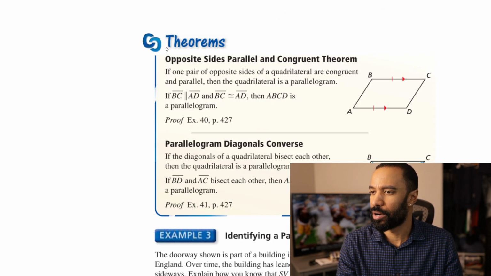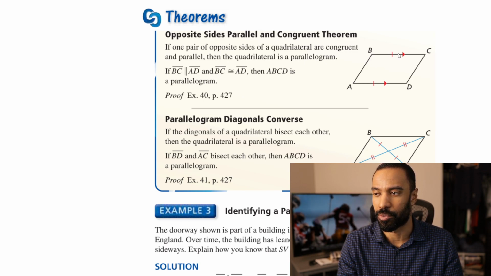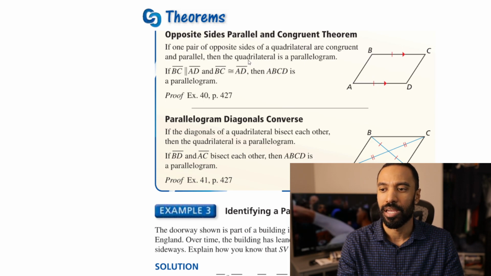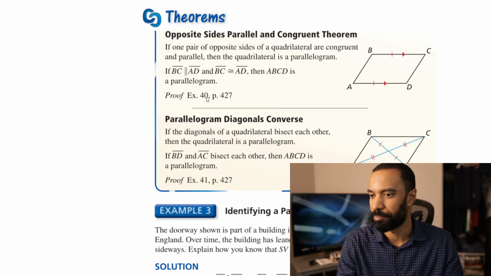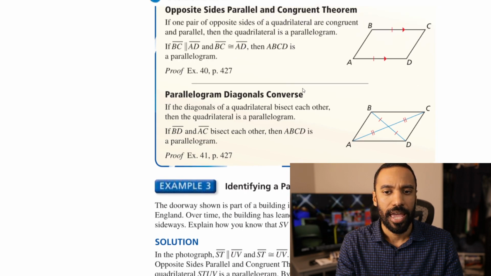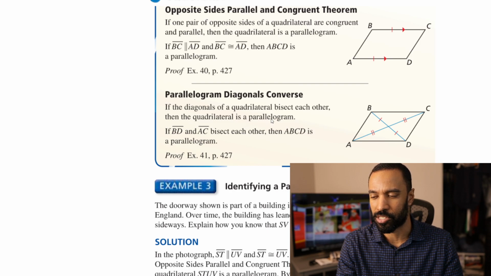Okay, let's keep moving forward and let's look at two more theorems. The opposite sides parallel and congruent theorem: if a pair of opposite sides is parallel to each other and congruent to each other, then ABCD is a parallelogram. There's a proof showing up maybe at the bottom of this page. I'm not sure yet. And the parallelogram diagonals converse: if the diagonals bisect each other, then it's indeed a parallelogram.